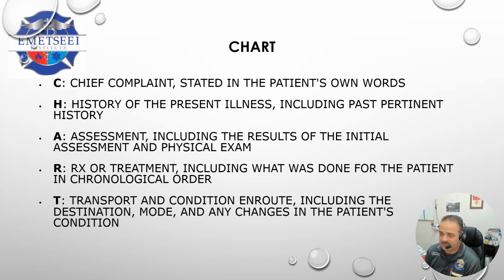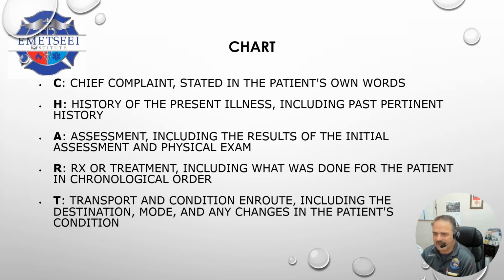Then H is the history of the present illness, including past pertinent history. And then A, that's the assessment, to include the results of your initial assessment and your physical exam. This is that primary portion of it, to include your general impression. Was the patient conscious, unconscious, sick, not sick, those kinds of things.